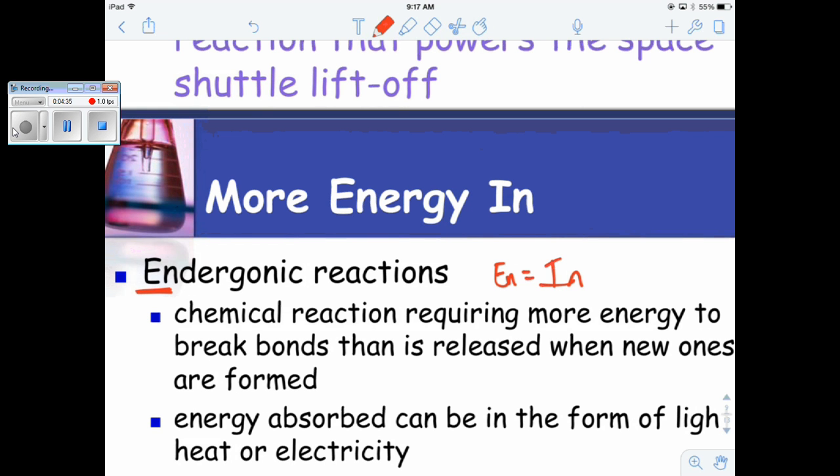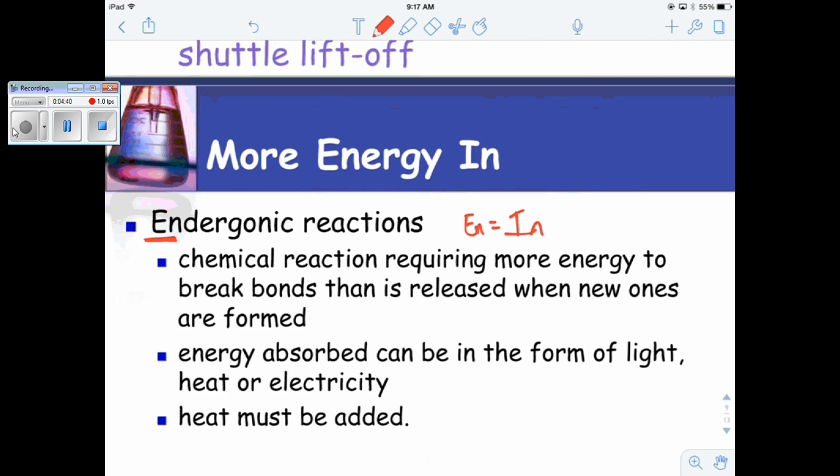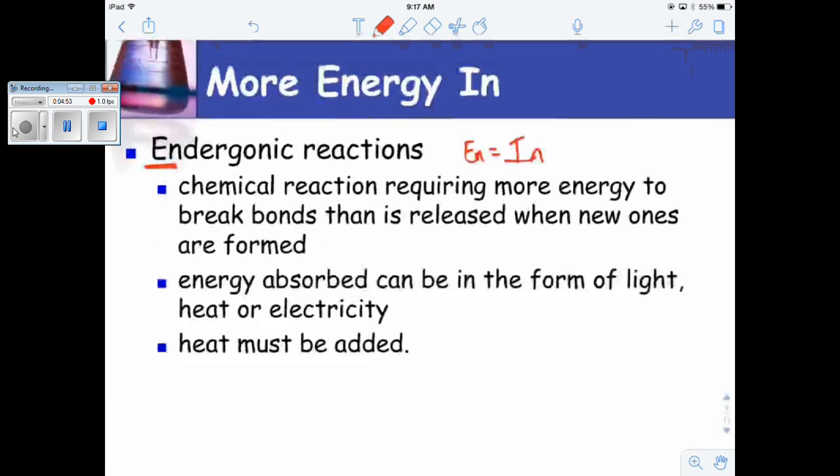reactions, or endergonic reactions, excuse me, are when a chemical reaction requires more energy to break bonds than is released when new ones are formed. Energy absorbed can be in the form of light, heat, electricity, whatever. Heat must be added. So in an endergonic reaction, energy is absorbed from its surrounding environment. Energy is absorbed because it requires more energy to break bonds than is released when new ones are formed.